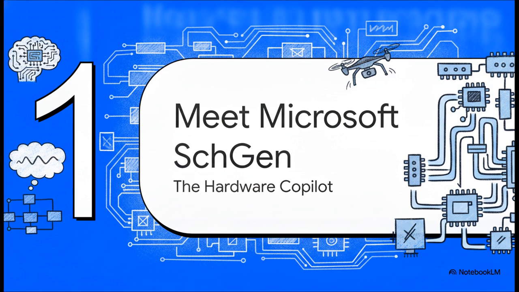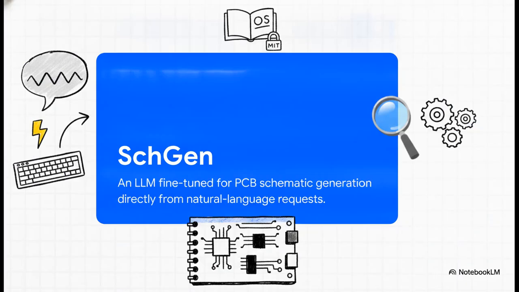Let's jump right into what this tech is and how it's shaking up the highly technical world of hardware design. All right, so at its core, SchGen is a large language model, but it's been supervised and fine-tuned specifically for PCB schematic generation directly from natural language requests. It's actually an open-source model. You can grab it right now on Hugging Face under an MIT license. It's built expressly for research, benchmarking, and AI-assisted hardware prototyping. Basically, you type what you want the circuit to do, and it goes to work.